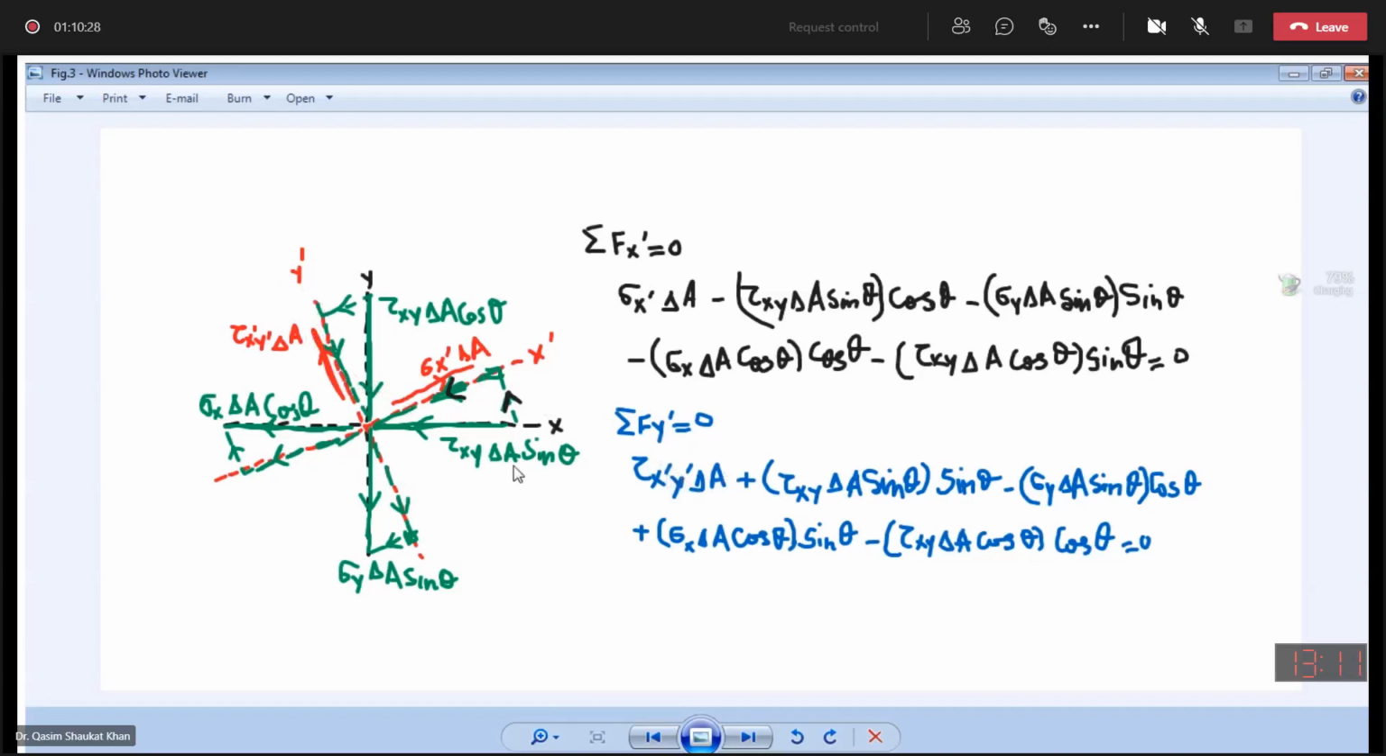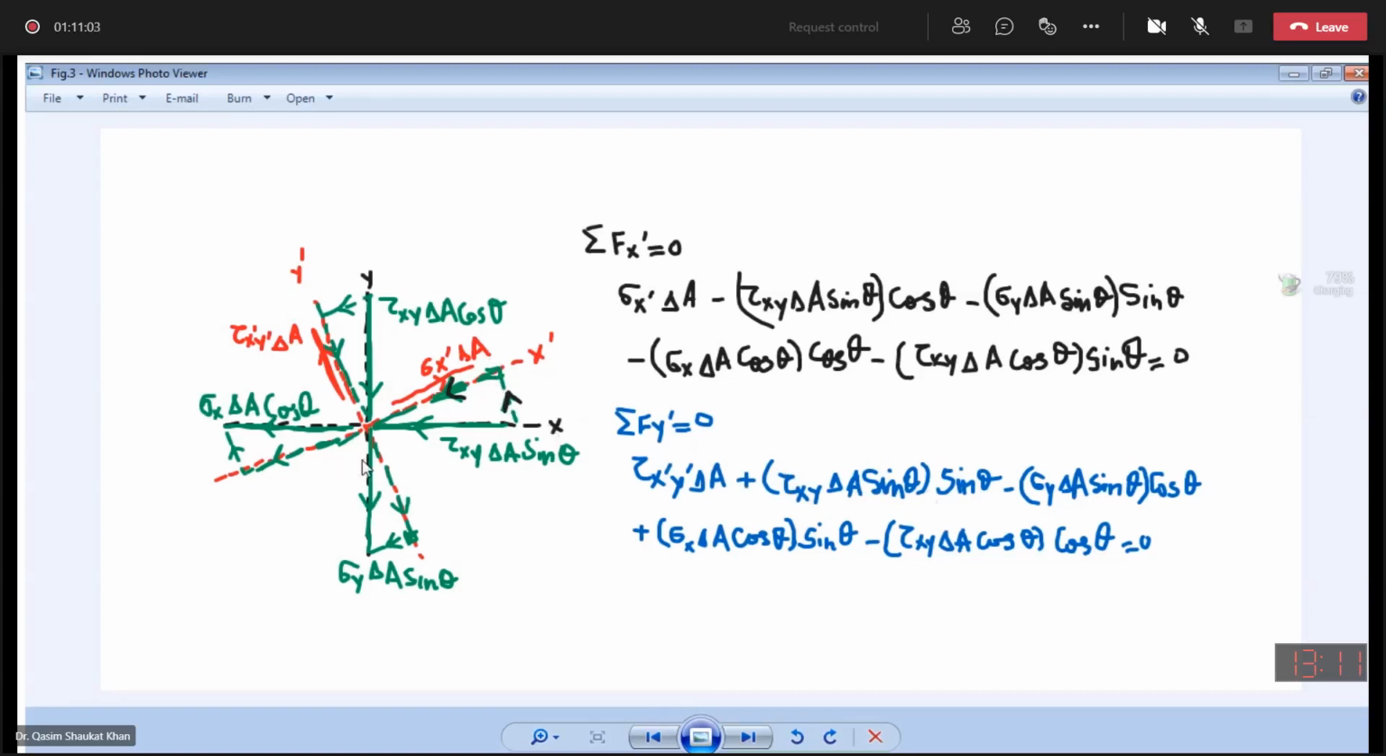Now next we have tau xy delta a sin theta. So its component about the y dash axis is this one. This is perpendicular, so this will be sin theta. Tau xy delta a sin theta into sin theta, and this arrow is pointing towards the positive y dash direction. So this will be positive: tau xy delta a sin theta into sin theta.